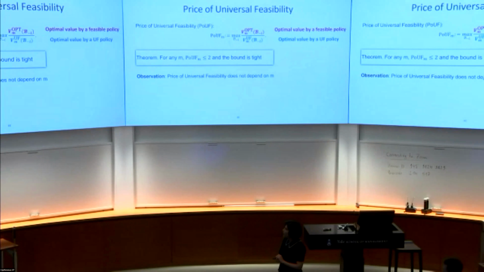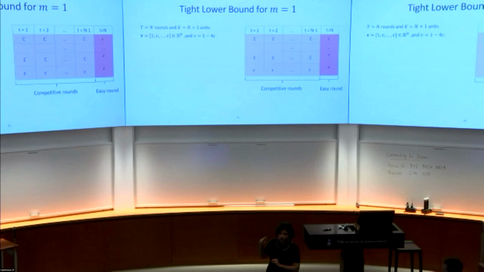Okay, so if time permits towards the end, I'm going to show you how we prove this theorem. But for now, I'm just going to walk you through the tight lower bound for the case of M equal to 1, when the bidder wants to submit one pair of bid and quantity. There we consider n rounds, and the number of units would be n plus 1. And now the value of Alice is 1 minus V, where V is slightly lower than 1.